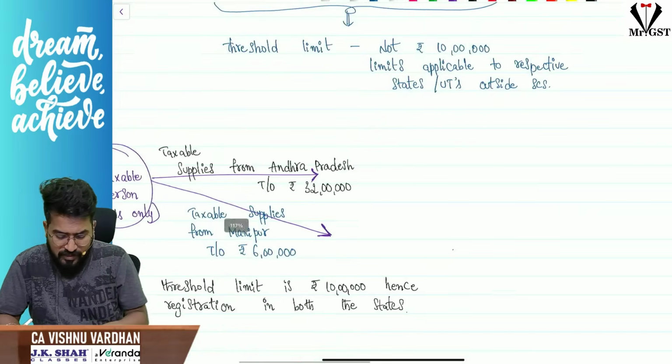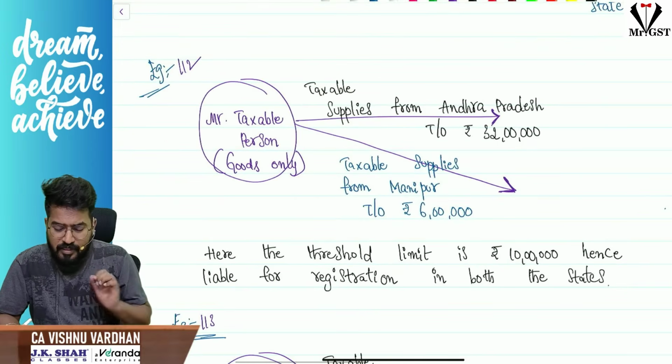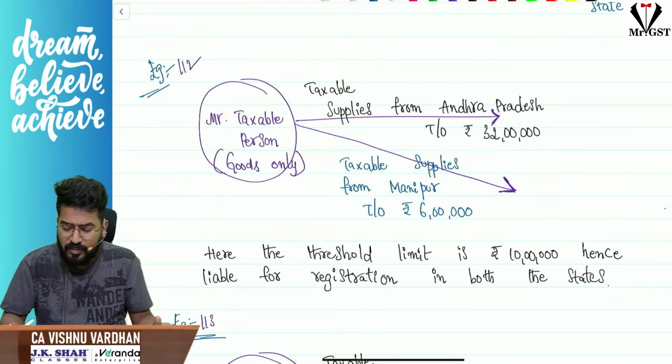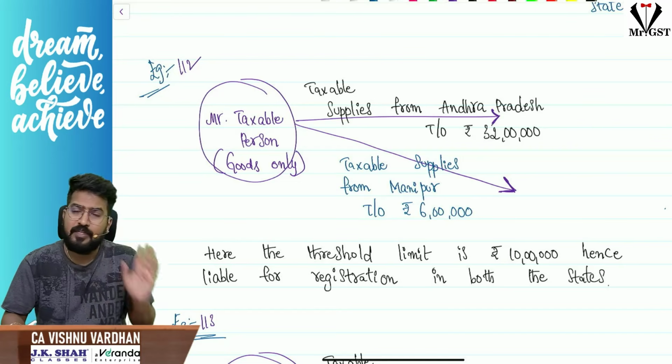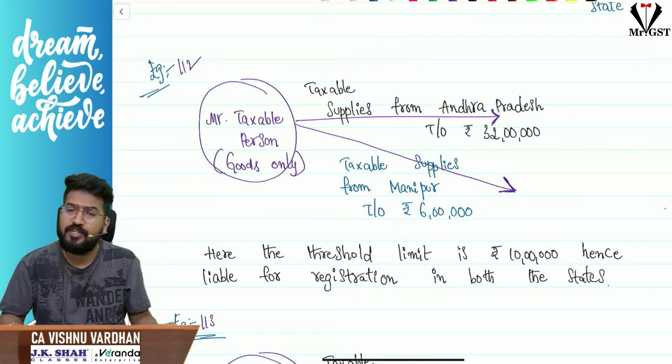Okay, let me see, for example, here Andhra and Manipur, we are making supplies of 32 lakhs and 6 lakhs. Aggregate turnover is 38 lakhs. But for both the states, it will become 10 lakhs only. So in both the states, you are supposed to take registration.